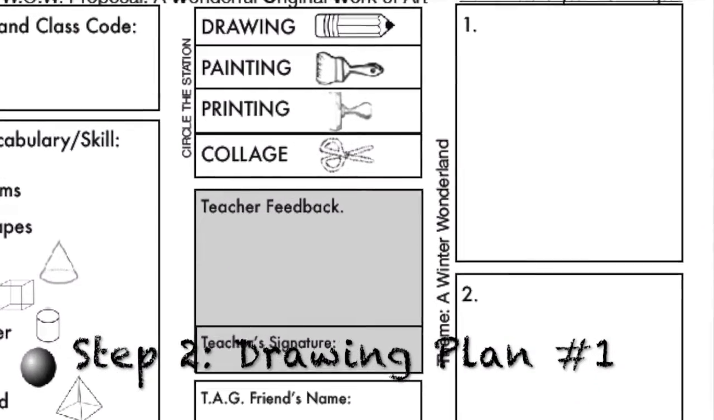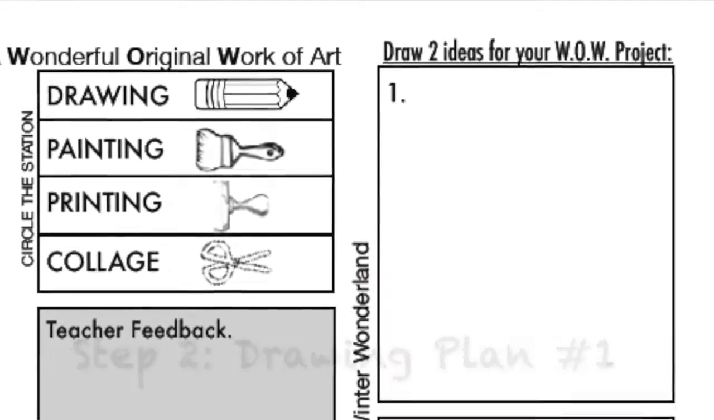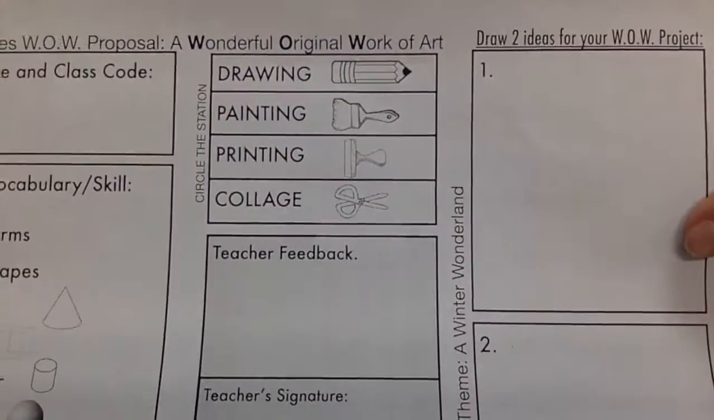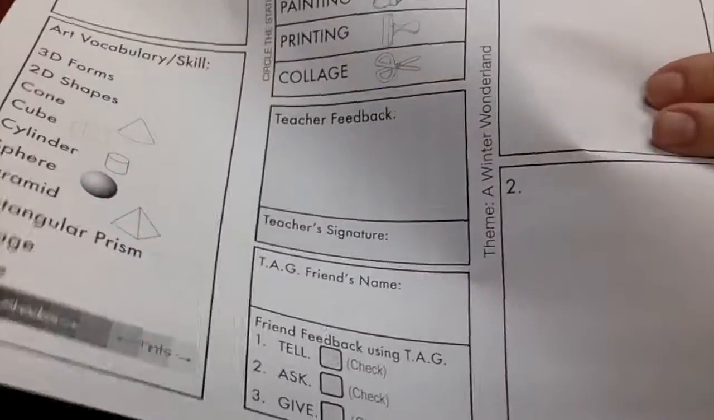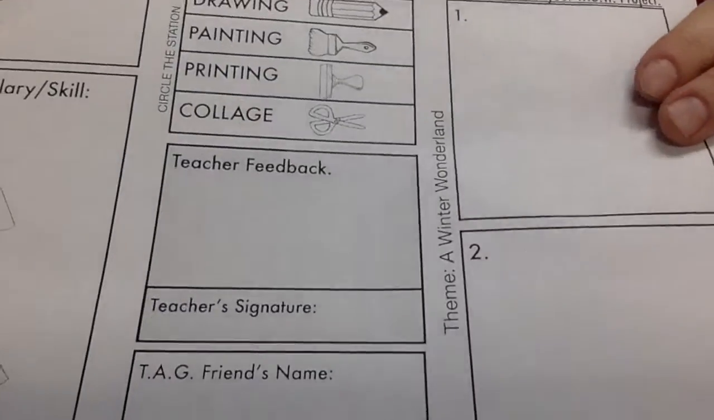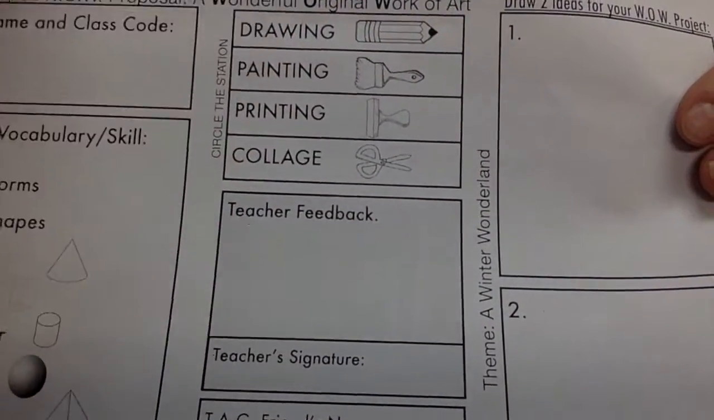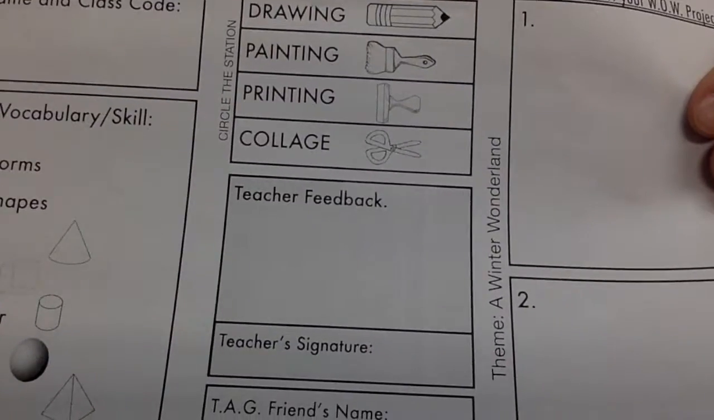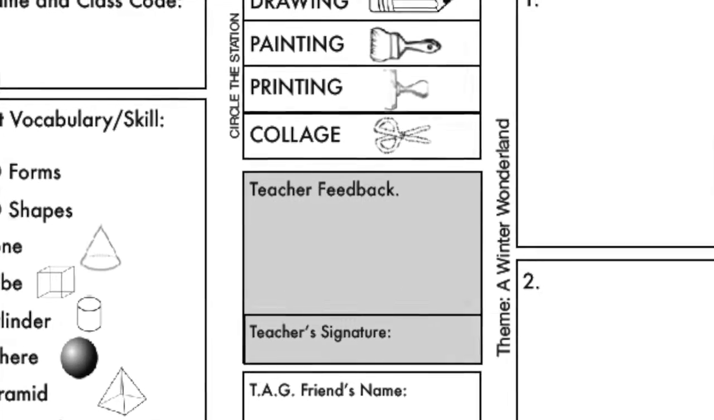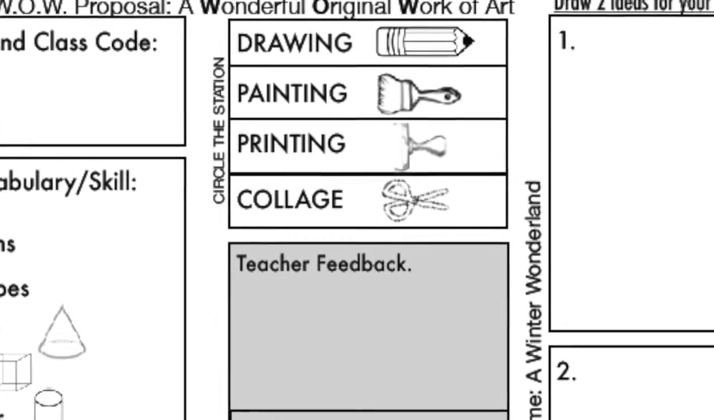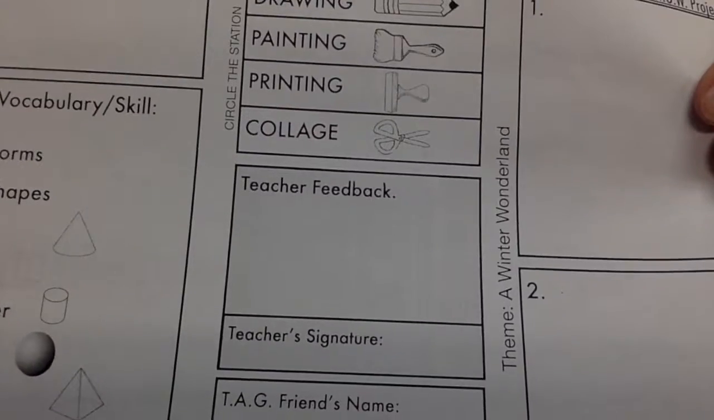Now, the theme for this WOW project is a winter wonderland. So I want you to think of ways that you can use these 3D shapes in a winter wonderland. You also get to choose which center you're going to do. This time we have 4 centers. We have the drawing, painting, and printing, which were available last WOW project, and now we're adding a new one called collage.